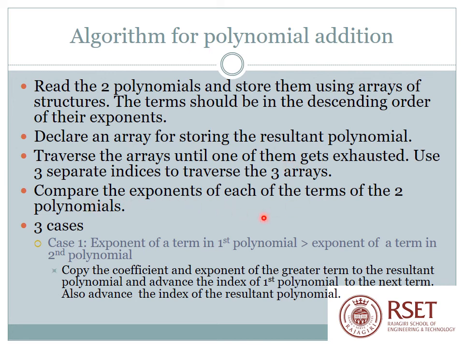Now compare the exponents of each of the terms of the two polynomials. So you will come across three cases. That is, the exponent of a term in the first polynomial is greater than the exponent of a term in the second polynomial. So you will have to copy the coefficient and exponent of the greater term to the resultant polynomial and advance the index of the first polynomial to the next term. Also advance the index of the resultant polynomial.